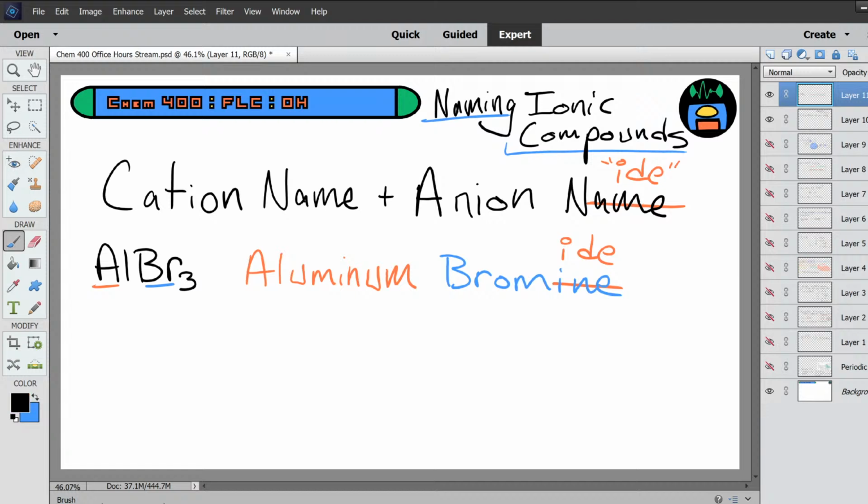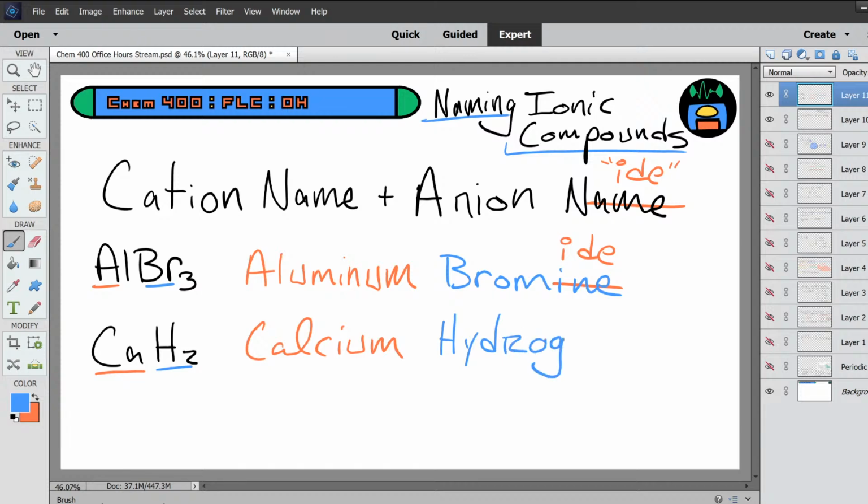All right. If we were asked to name, for example, let's do, all right. We follow the pattern. Our cation's name is calcium. Our anion is made up of hydrogen atoms. All right, but then again, we've got to chop off the ending here and add an "ide." So this would be calcium hydride.